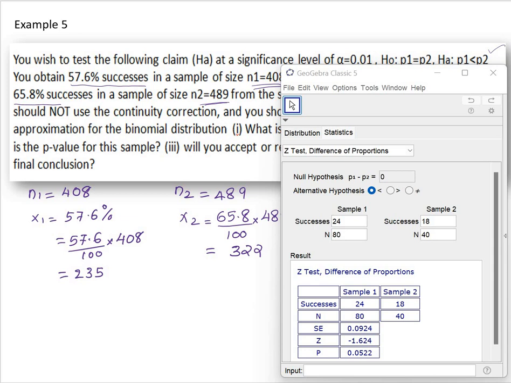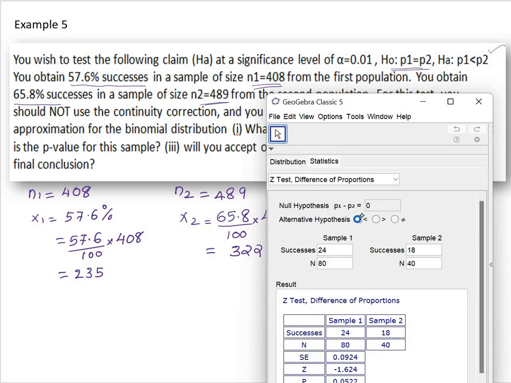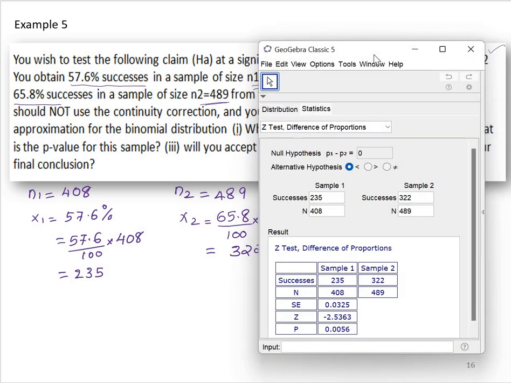Now we can input those values in GeoGebra. For that we want the Z test for difference of proportions, with the hypothesis given as P1 less than P2. So for the first one, the successes are 235 out of 408. And for the second one, it is 322 out of 489. So that's it. Everything is there, so we just need to find the values.